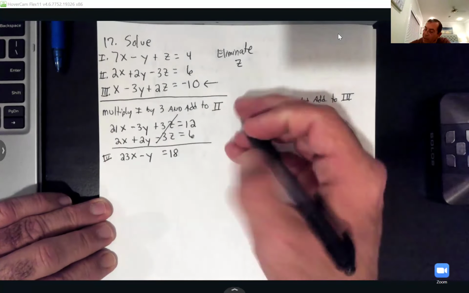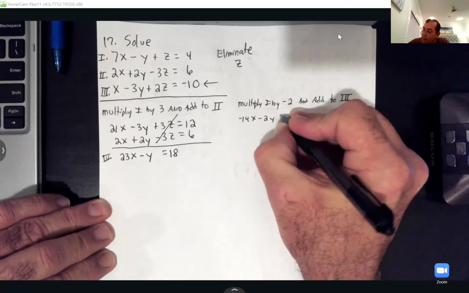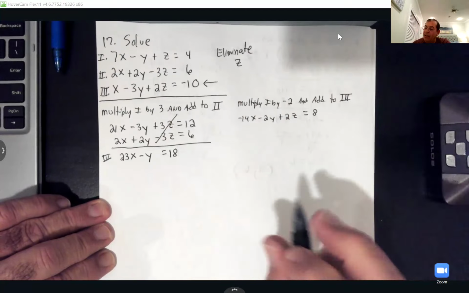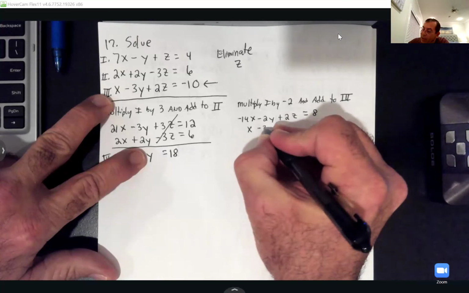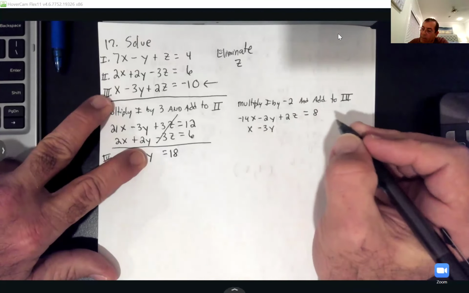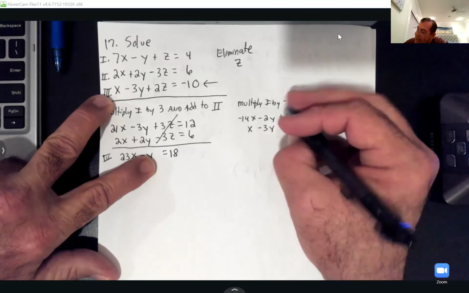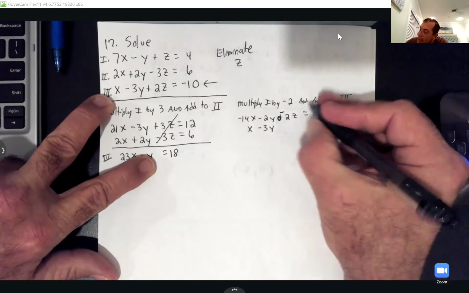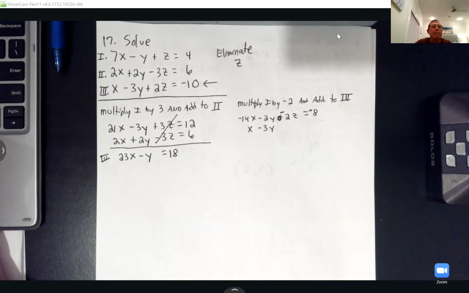I'll get a -14x minus 2y plus 2z, and then 4 times 2 gives me 8. Row 3, I'm not changing. X minus 3y. Whoops, hold on, let me get some signs here. That was a -2z because I did -2 times z, and then this should be a -8. So y'all, my bad. Let me see if that's what my chat was saying. Okay, no problem.